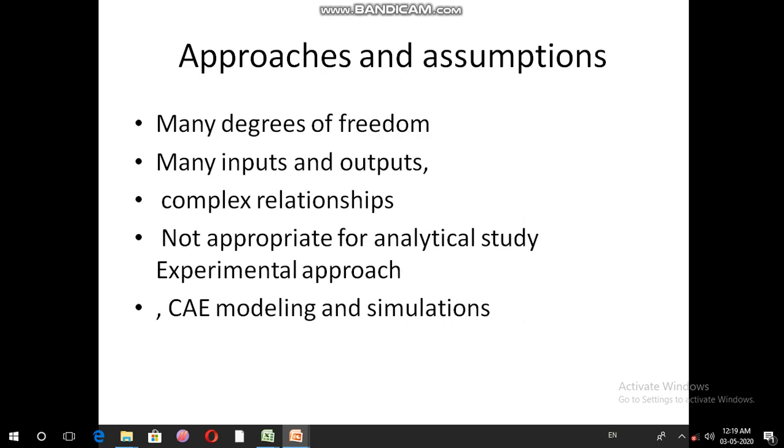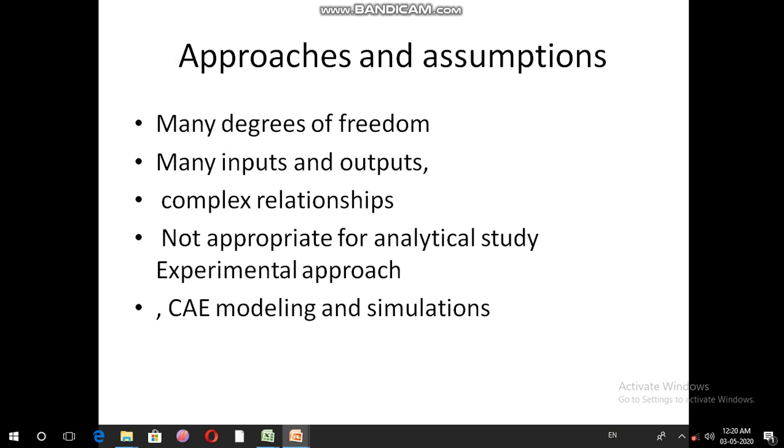So what are the approach and assumptions in vehicle dynamics? Many assumptions are there. The system has many degrees of freedom, multi degree of freedom. There is a 6 axis coordinate system: x, y, z, minus x, minus y, minus z. It is very critical to assume the axis vectors for perfect modeling.